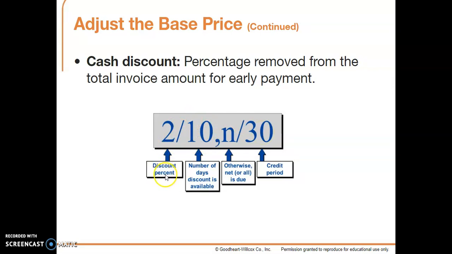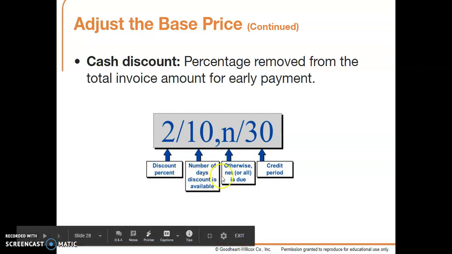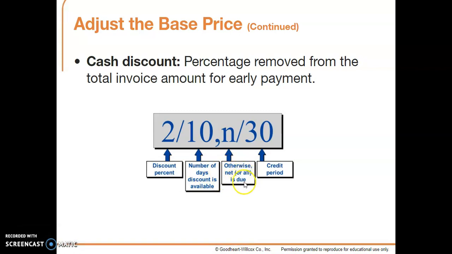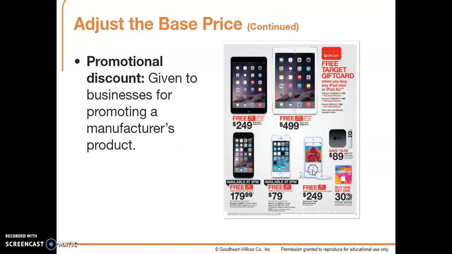So 2 is the discount percent. 10 is the number of days the discount is available. And it means otherwise the net, or all of it, is due. And then the credit period is 30 days; it's due in 30 days.